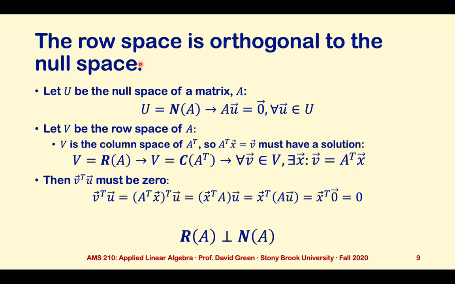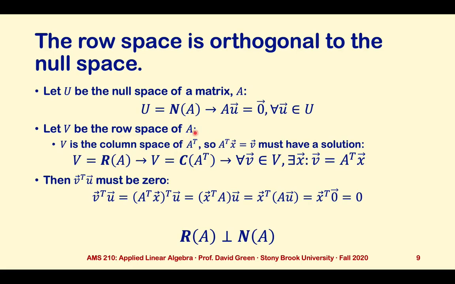Why is this? Well, let's let U here be the null space of a matrix. So we're saying U is the null space of A. What does this mean? This means that A times U has to equal 0 for every U. U are the set of solutions to this homogeneous system. Let our vector space V be the row space of A. Now, the row space of A is the column space of A transpose.